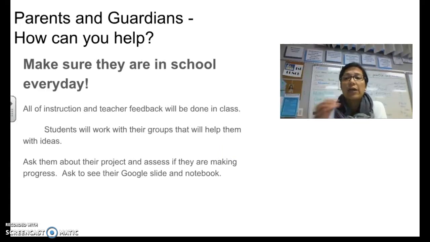If you have the capacity, if you have devices at home, ask them to see their Google slide and ask them to see their notebook as well. I think I'm going to have them take their notebooks home every day from this point so that they have access to it at home.